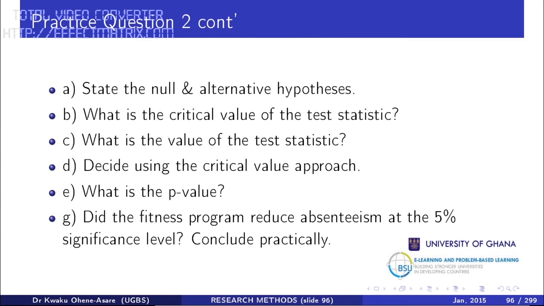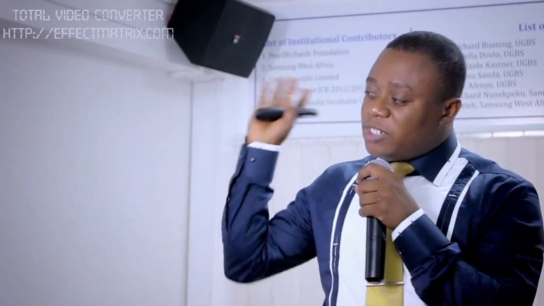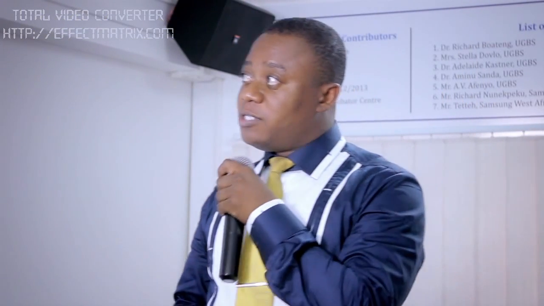The way to do that is, first, state the null and alternative hypothesis. What is the critical value of the test statistic? What is the value of the test statistic? Decide using the critical value approach. Then find the p-value. And then finally, the most important question, did the fitness program reduce absenteeism at the 5% level of significance? You have to conclude practically. And then, of course, you can answer the last part, which always you got to do: is the difference due to chance? Next time I meet you, we shall do session 5.